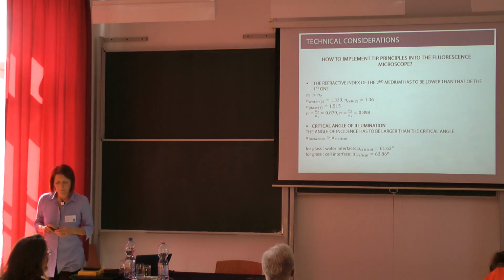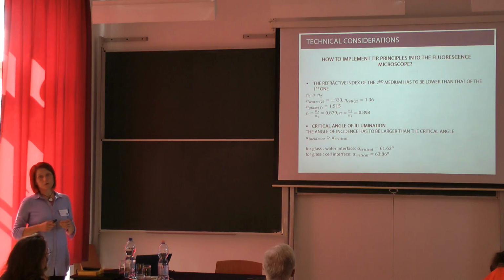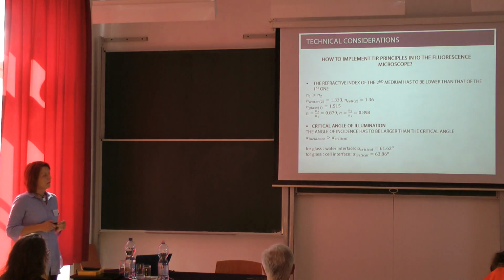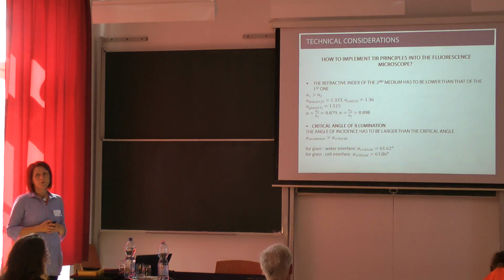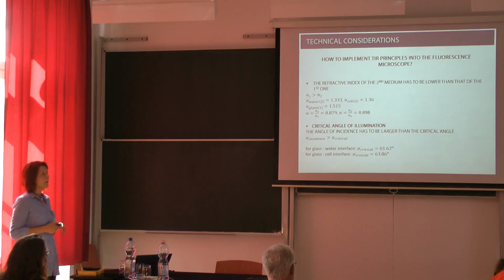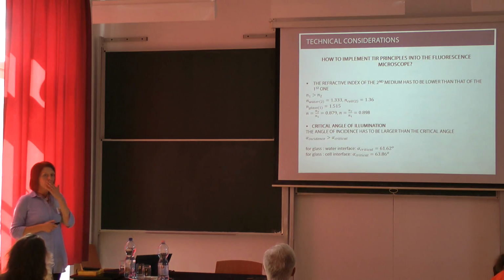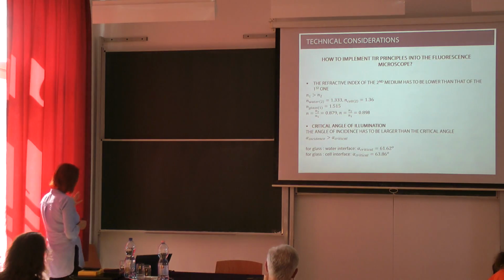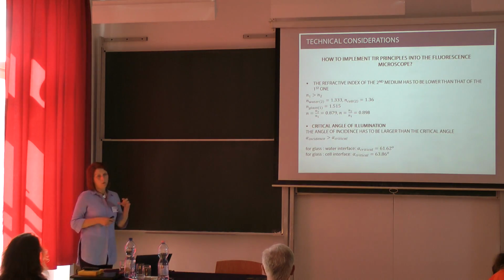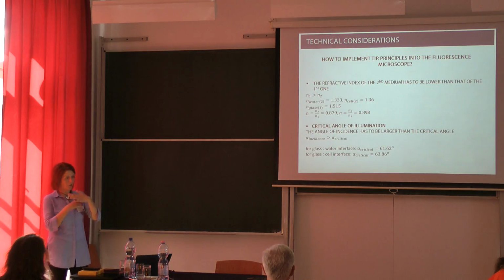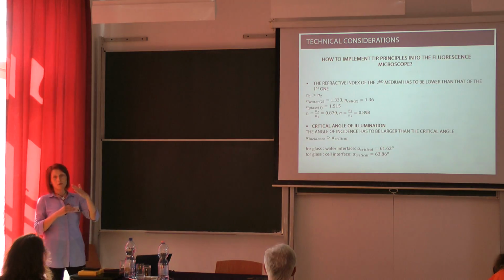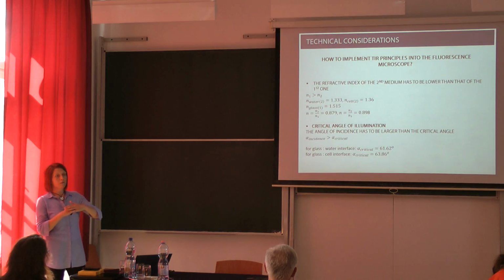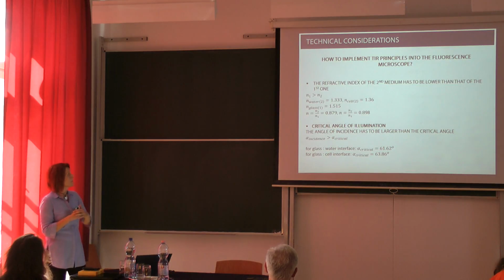The first TIRF microscopes were homemade microscopes. So if you want to upgrade your fluorescence microscope to a TIRF microscope, what do you have to consider? First of all, in the microscope, total internal reflection has to happen. For that, the sample that you investigate must have a lower refractive index than the other medium, which is usually glass, coupled to the objective by immersion oil.